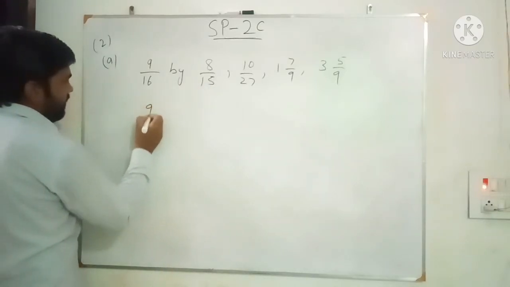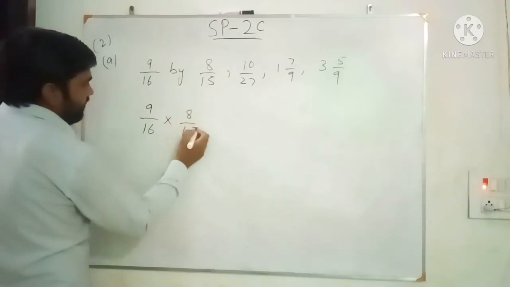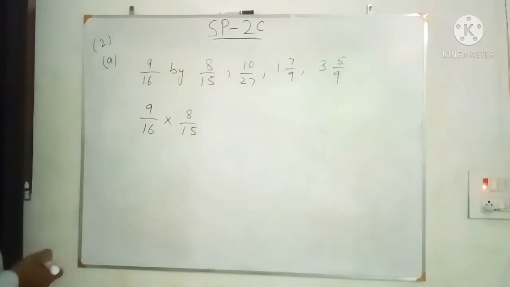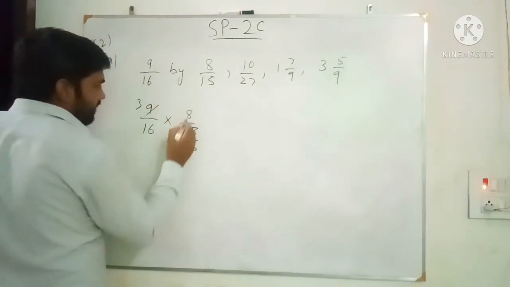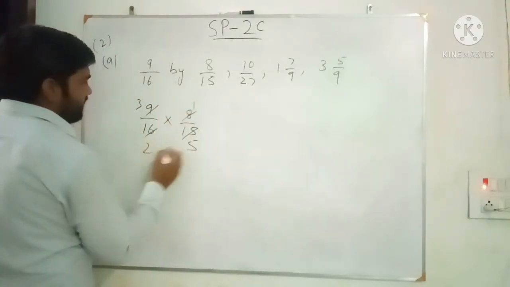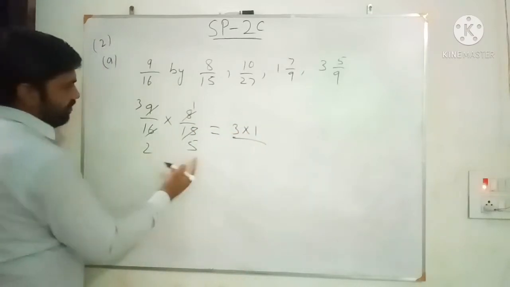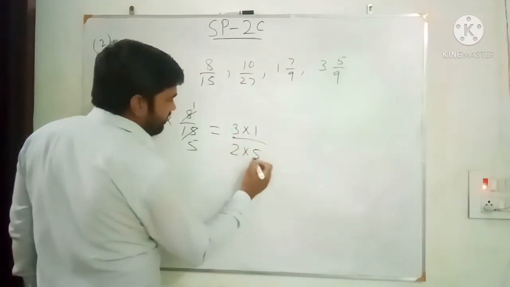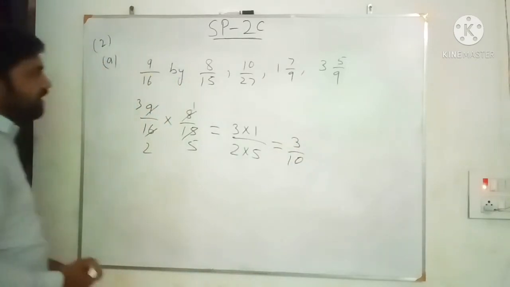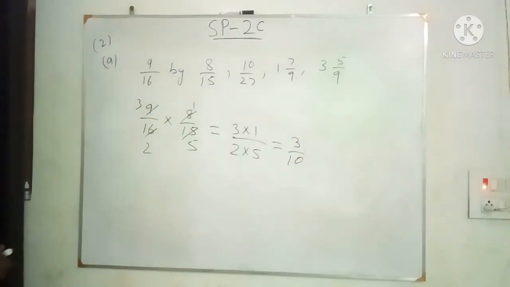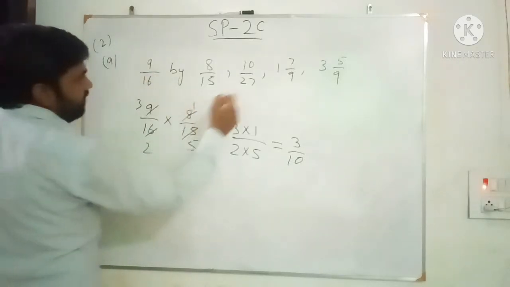So 9 by 16 multiply 8 by 15. This we consider. So see what we get. 3 3s are 9, 3 5s are 15, 8 1 is 8, 8 2s are 16. What you got the result? 3 multiply 1 and denominator 2 multiply 5. That is 3 1 is 3, 2 5s are 10, 3 by 10. What you got the answer? 3 by 10.